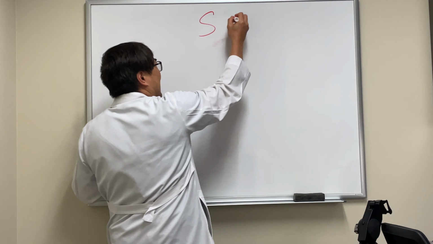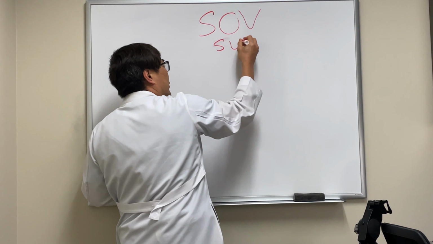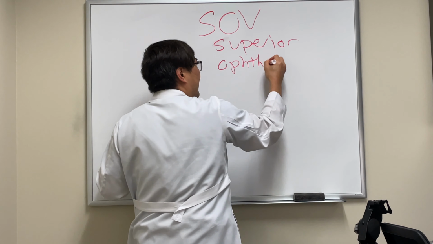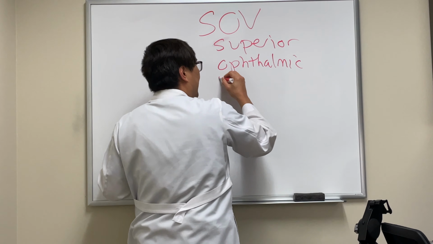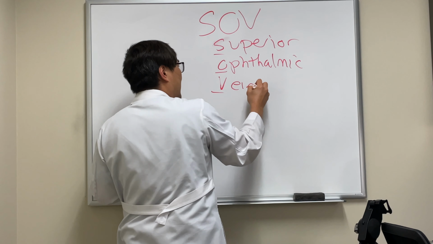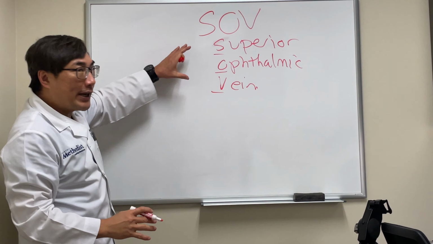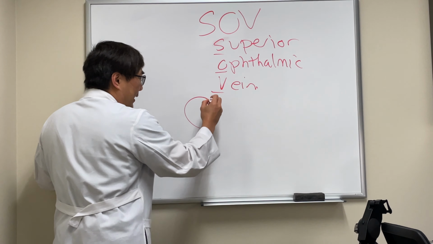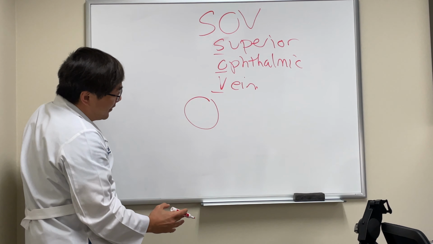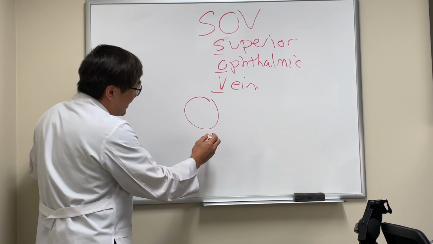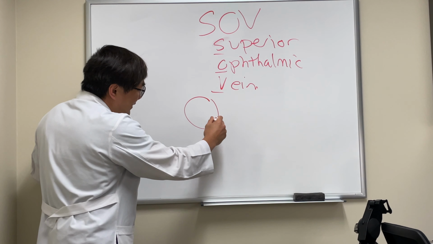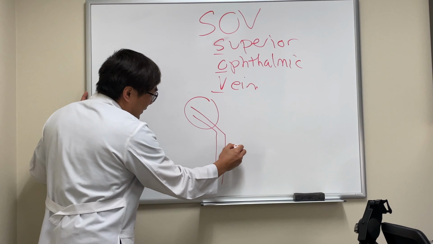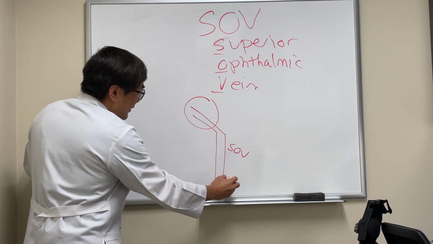So I want to talk to you about the SOV, which stands for the superior ophthalmic vein. The SOV is the major draining vein of the orbit. When we're looking at the orbit from above, the vein drains the orbit and it goes into the cavernous sinus.